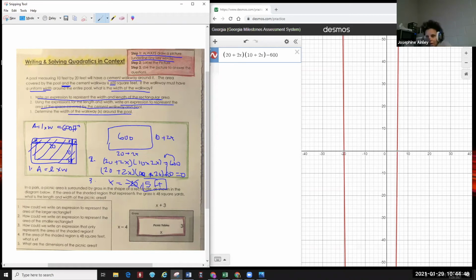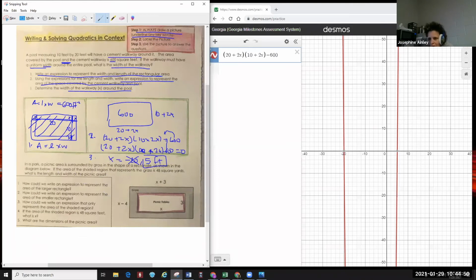All right, let's take a look at another problem. So in a park, a picnic area is surrounded by grass in the shape of a rectangle. So they've already drawn the picture for you. Draw the picture, label the picture, use the picture to answer the question. So in a park here, it is surrounded as shown in the diagram below. The area of the shaded region that represents the grass is 48 square yards.